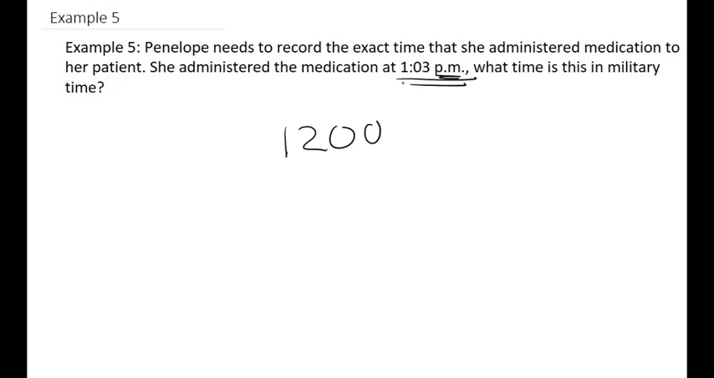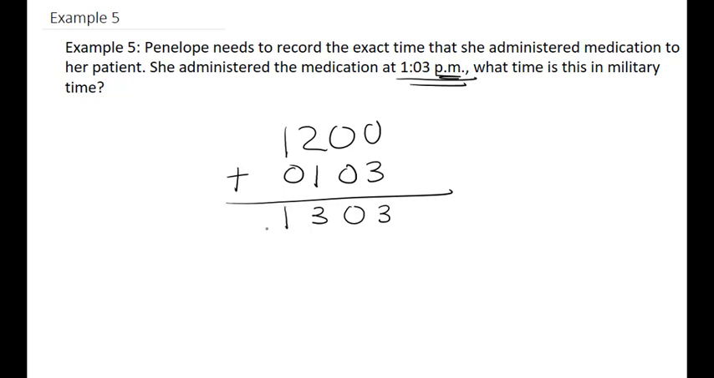So we would put the 3 there, the 0, the 1, and then we need the fourth place value. So we put the 0 there. Now we're going to need to add these two numbers together to get the military time of 1:03 p.m. So 0 plus 3 is 3. 0 plus 0 is 0. 2 plus 1 is 3. And 1 plus 0 is 1. So the time that she would record would be 13:03 hours.